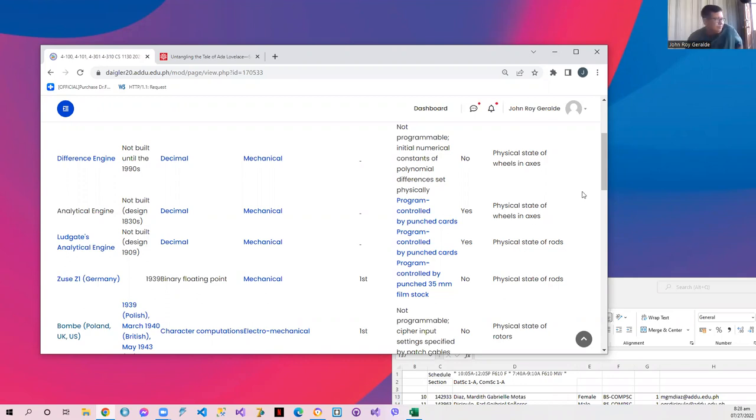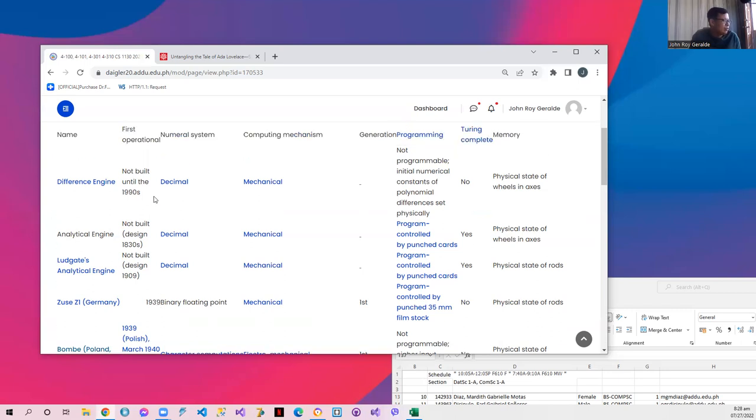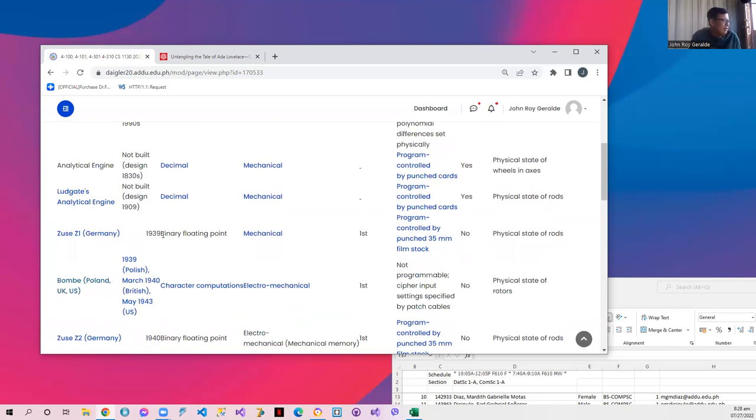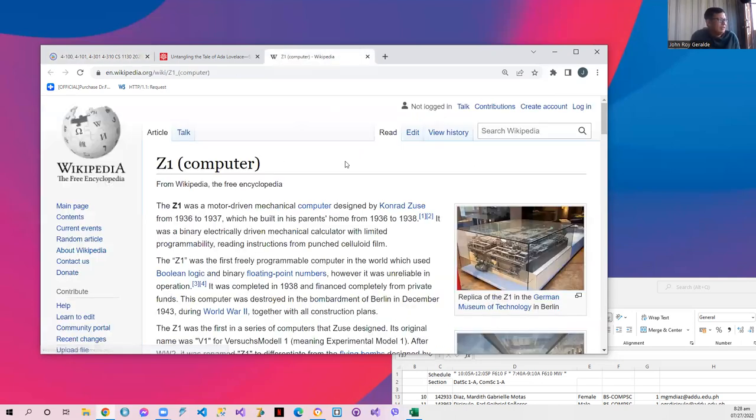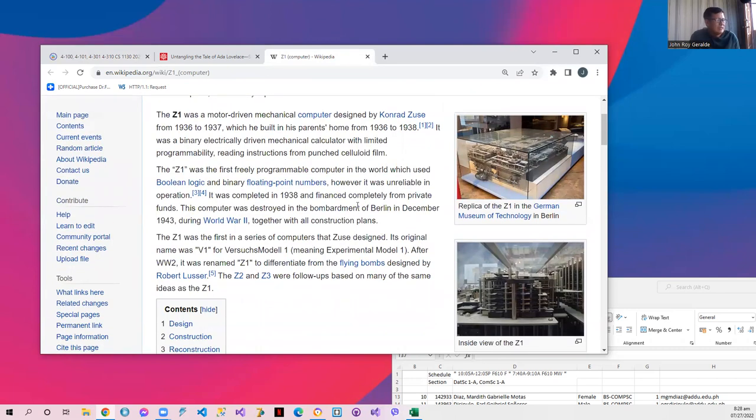Okay, I'm sorry. And then there's a very wide gap between the next important computer, which is in 1939. So from 1837 to 1939, computing technology went into a dark age. Not until 1939, Konrad Zuse in Germany created the Z1.